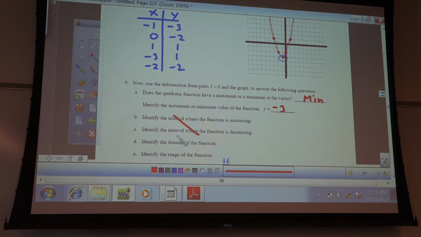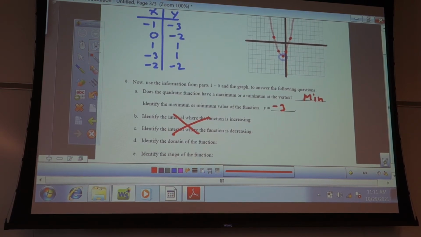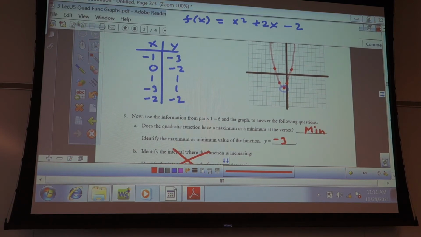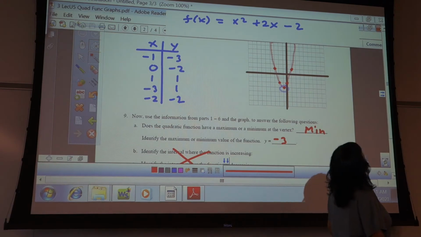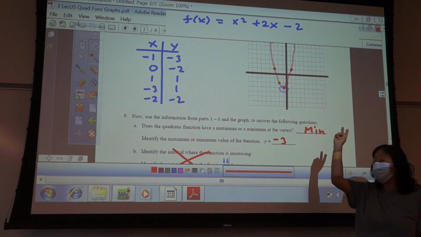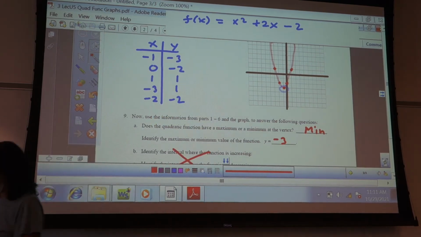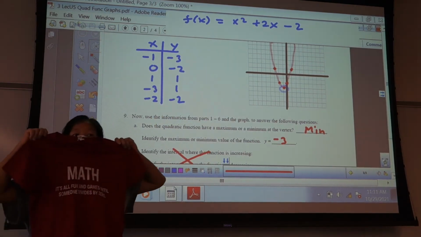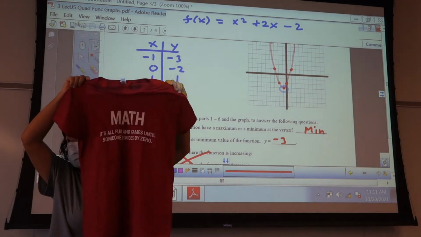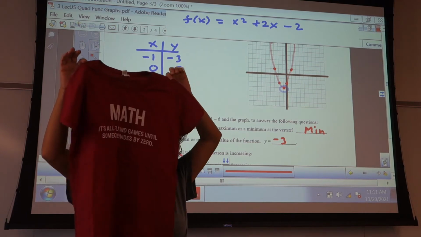B and C we're going to skip, so cross those two out. What's the domain of the function? Okay, so look back at the function: f of x equals x squared plus 2x minus 2. What's one thing we can never, ever, ever do? Divide by 0. You can never, ever, ever divide by 0.